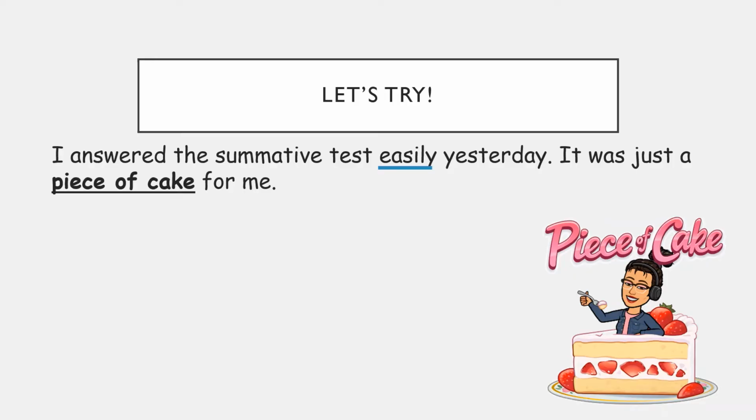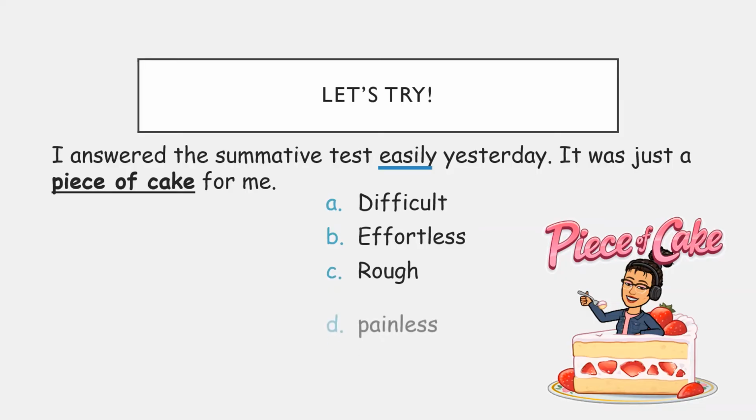Take note that we have here the word easily. I answered the test, but it was in an easy manner. Easily. What do you think is the meaning of the expression piece of cake? Letter A, difficult. B, effortless. Letter C, rough. Letter D, painless. The correct answer is letter B, effortless.